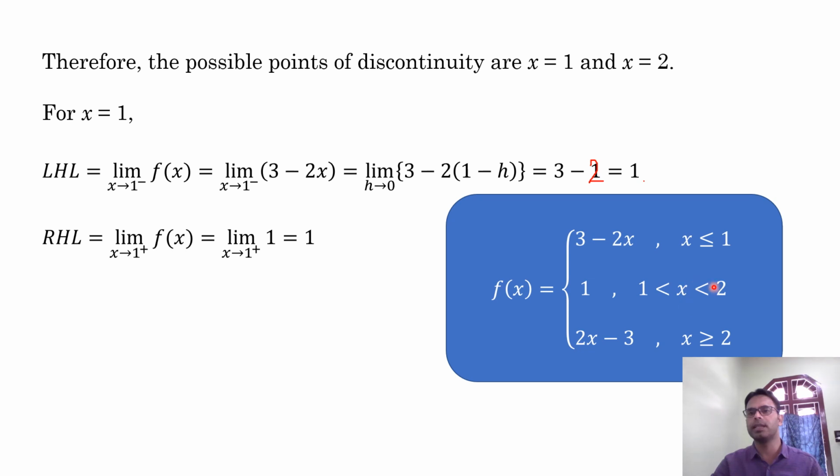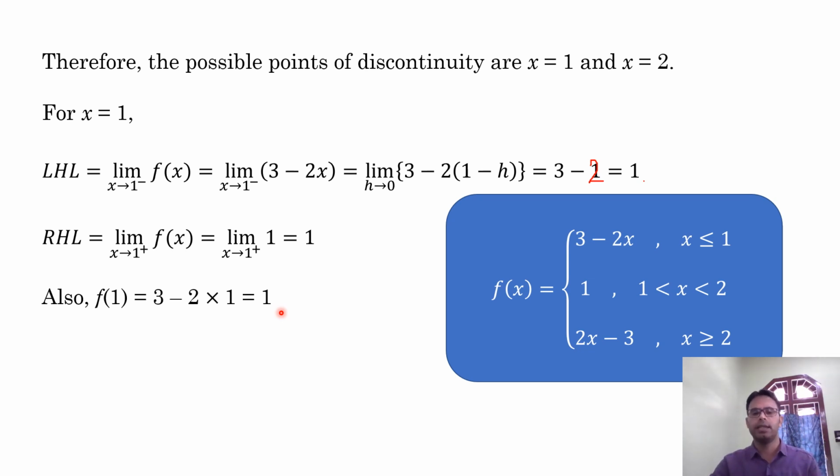x equal to 1 is present in this line, so f(1): replace x with 1 in that line. So f(1) is equal to 3 minus 2 into 1, so 3 minus 2 is equal to 1. So you see this is the left hand limit 1, right hand limit 1, and this is also 1, so all the three values are 1.